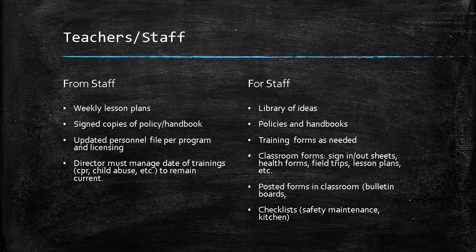And then we need our personnel file per the program requirements and licensing requirements, and it needs to be updated as needed. And then the director needs to manage the date of trainings like CPR and child abuse, in order to remain current. I talked about how I just missed mine in January, and so it's important as a director that you stay on top of it, because licensing will come and they will hit you if you've missed any of those requirements or health requirements as far as keeping people safe and healthy in the classroom.